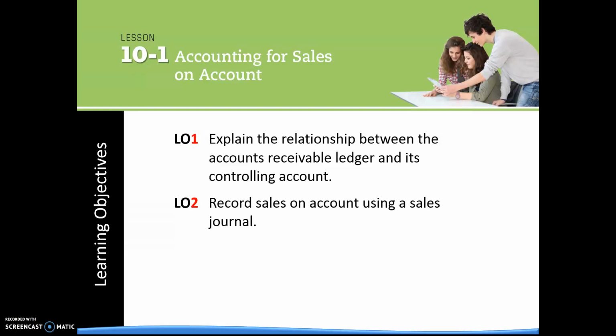All right, Accounting 1 kids, welcome to Chapter 10, which is going to be talking about two new journals, our sales journal and also our cash receipts journal. So two new ones in addition to our purchases and our cash payments. So today what we're going to look at is the relationship between the accounts receivable ledger, receivable, not payable, and its controlling account. And then we're also going to record sales on account using a sales journal.